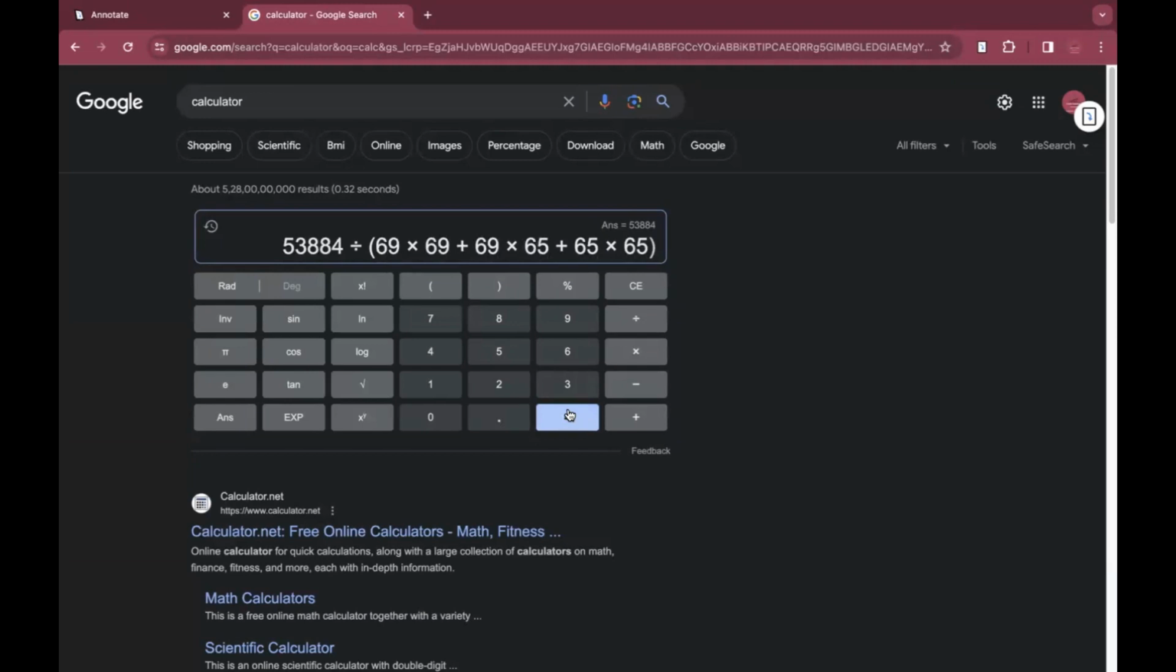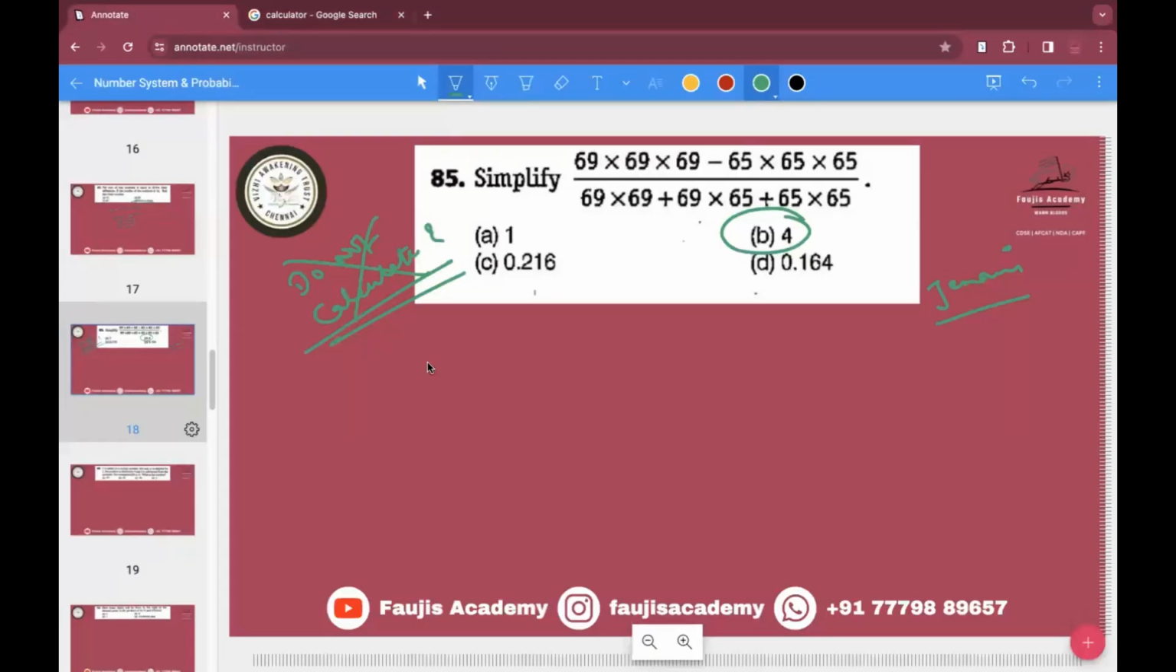Let's click equal to. What will it come? 0, 1, 2, 4? Good. And how were you able to find it? Fantastic, buddy. Thank you so much.